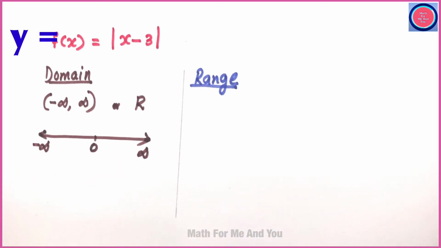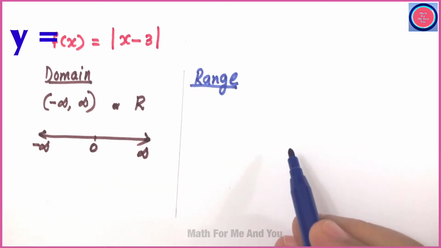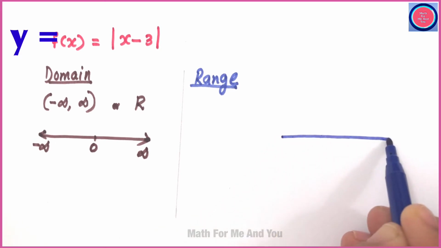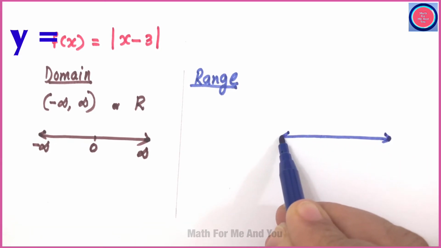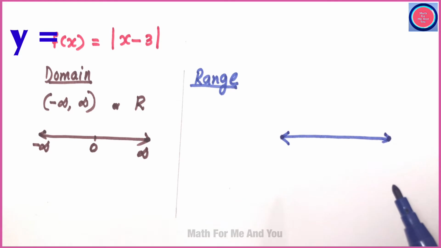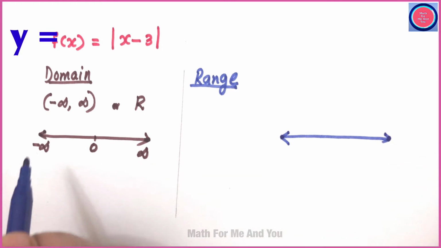X takes all the values, including 0. Okay, what is range? Range means the y values. How can we find that? We just draw a number line and whatever values we get when we substitute x, whatever value we get for y, we can mark it over here.